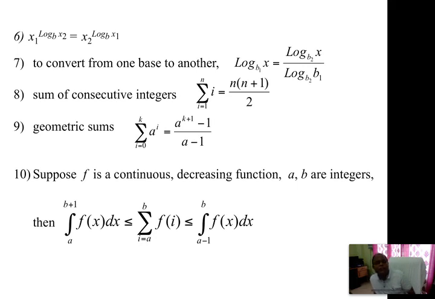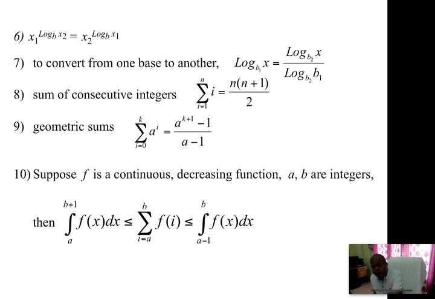And the summation of consecutive integers, that we have also discussed. Summation over i from 1 to n is equal to n into n plus 1 by 2. That means 1 plus 2 plus 3 up to n is equal to n into n plus 1 by 2. This simple proof you have also done by the method of induction. And the geometric sum, a to the power i from 0 to k is equal to a to the power k plus 1 minus 1 divided by a minus 1. These things you also know.